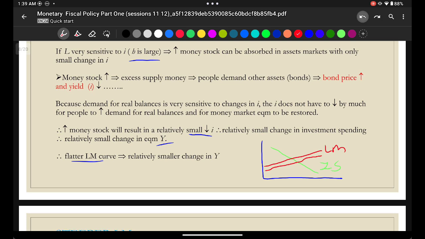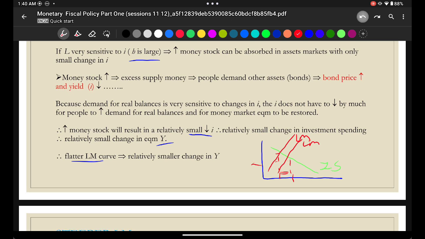so let's just remove this and put a steeper LM curve. Right, so let's see how it looks if our LM was steeper. Now if you increase the money supply, it's going to shift to the right again. But I want you to see, can you see how big this difference is, even in the interest rate? Can you see how big a difference there is in the change of Y? So will you agree with me that a flatter LM curve will only produce a small interest rate drop and a small change in equilibrium Y?